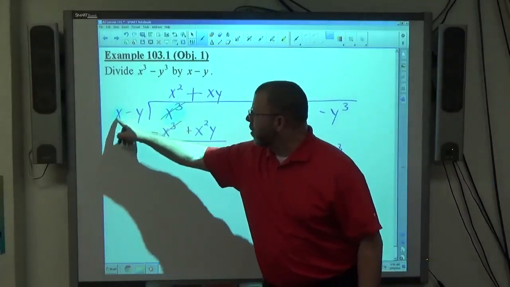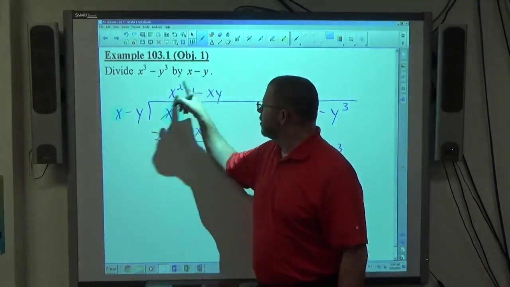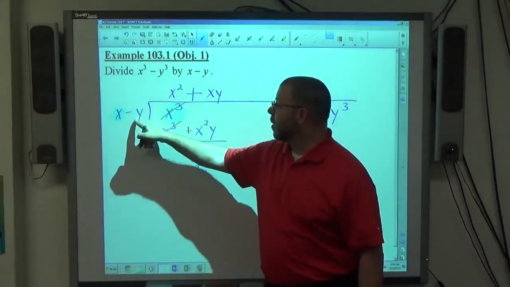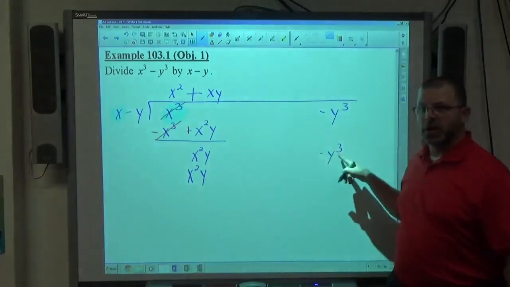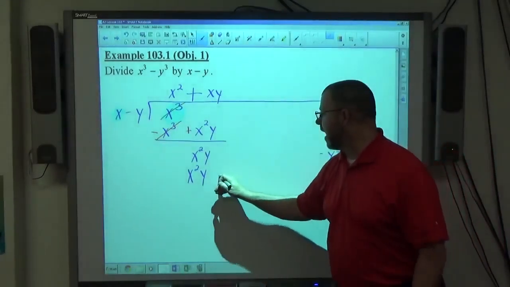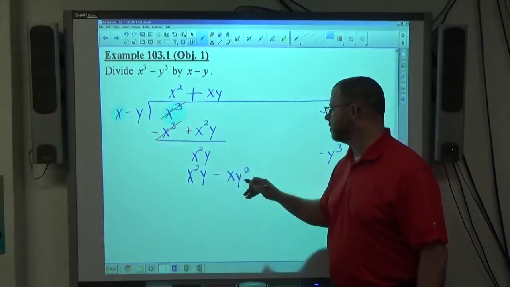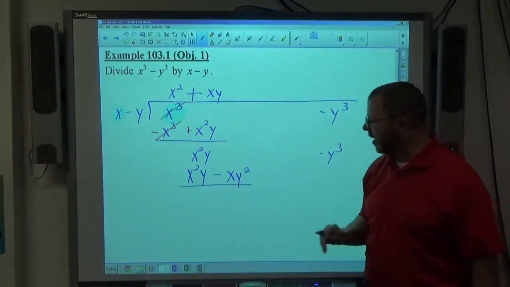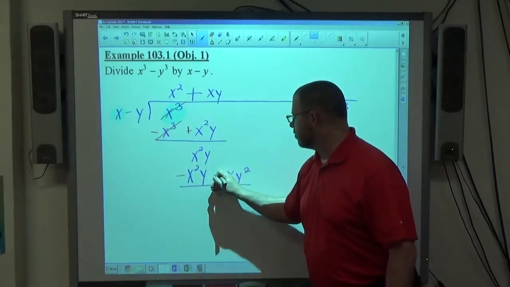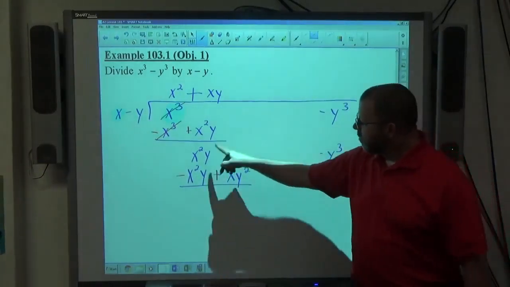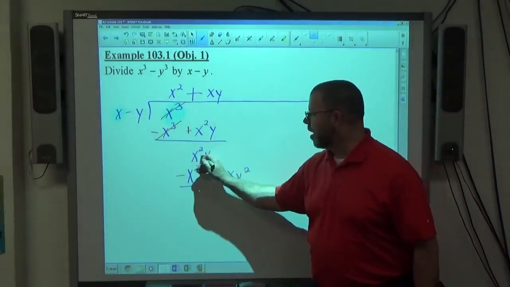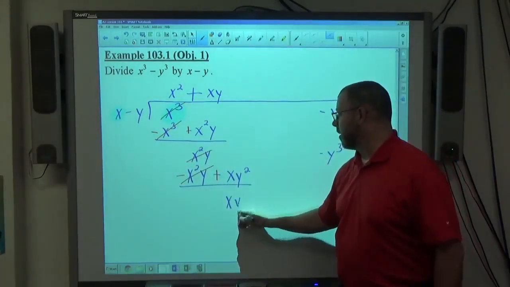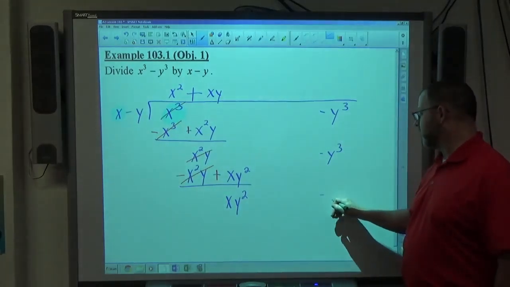Multiply xy times both pieces of the divisor. Positive xy times x makes positive x squared y. Positive xy times negative y makes negative xy squared, which is not y cubed, so I'm going to put that in the gap. So xy squared goes here. Again, I need to subtract. Subtraction is changing signs. X squared y becomes negative, xy squared becomes positive. Positive x squared y minus x squared y, being opposites, cancel. Xy squared plus nothing makes xy squared. Leave some space, minus y cubed.